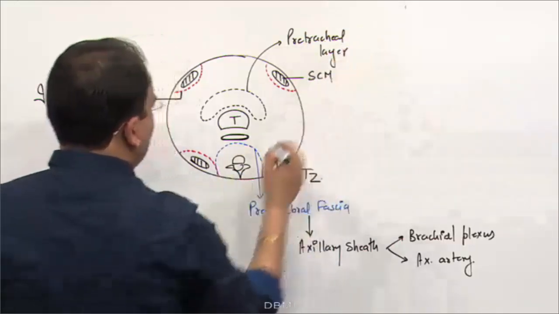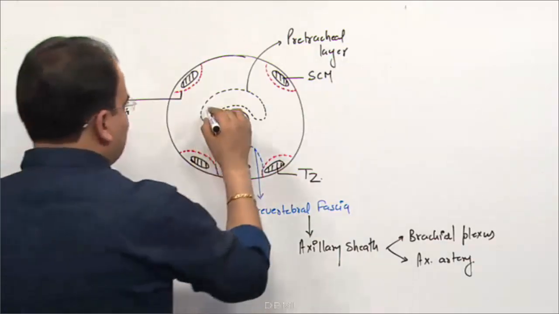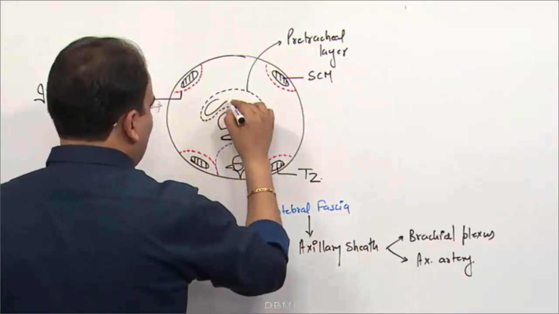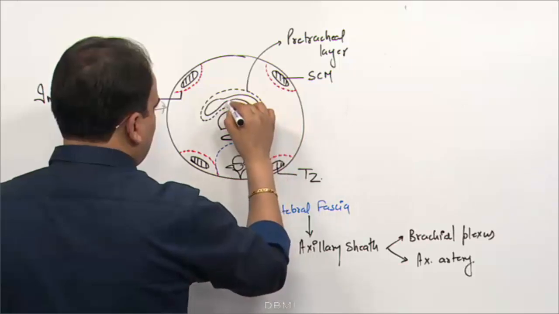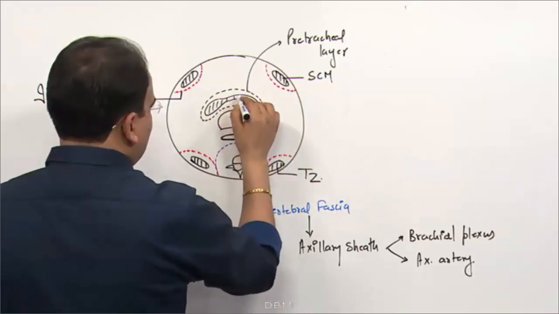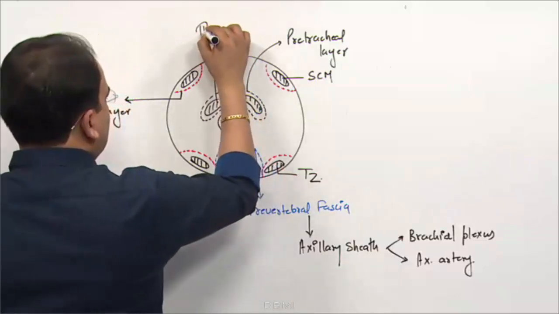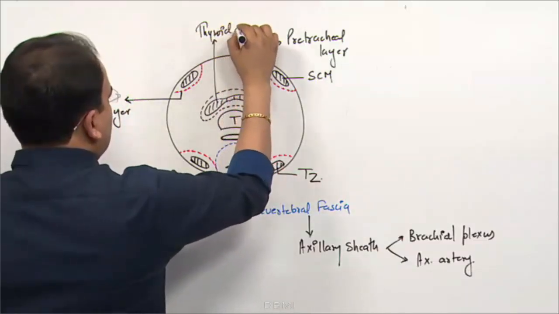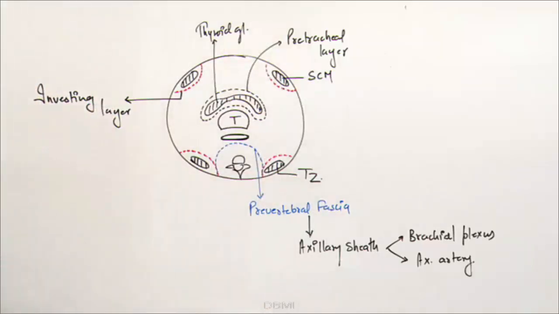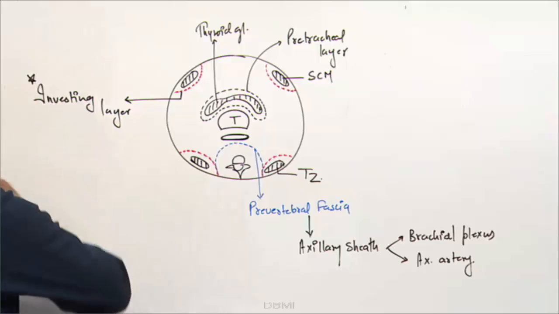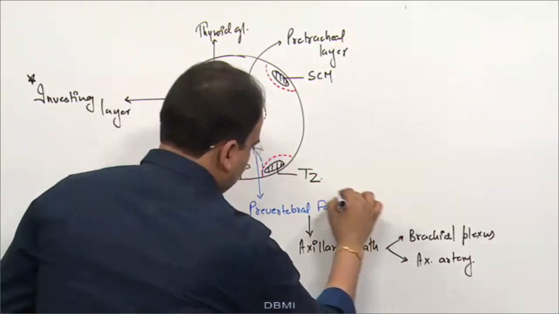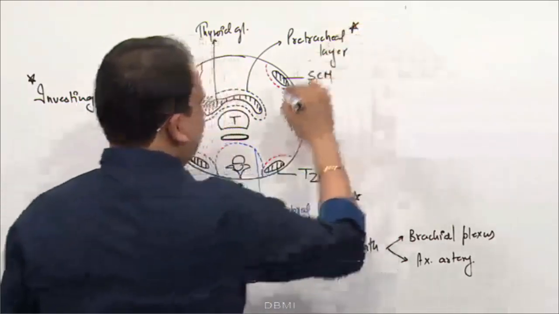This is the pretracheal layer. What is the pretracheal layer enclosing? It is enclosing the thyroid gland. Pretracheal fascia encloses the thyroid gland. So these are the three primary modifications we have: investing, prevertebral, pretracheal.